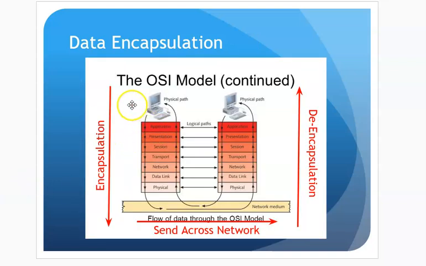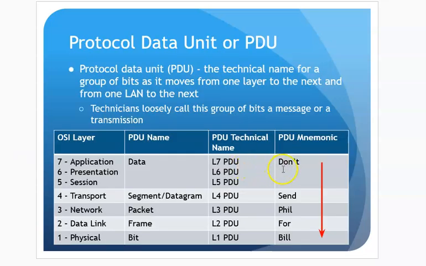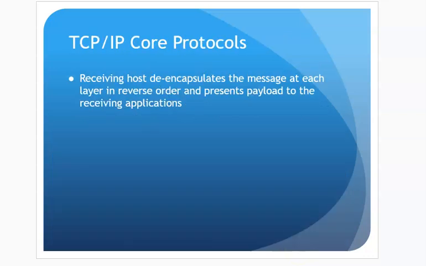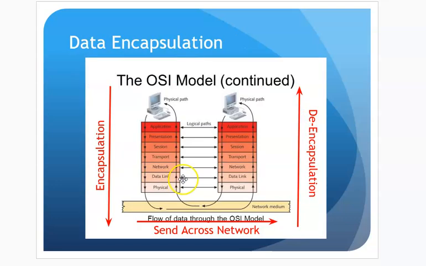And then we have this graphic that we use where, if I'm sending, this process is going this way and encapsulating. It moves across the network, and the receiving end is going to decapsulate. It's going to start taking those headers off and reading each header and examining, is this for me, is this for me, is this for me. And then here were our names: data, segment, packet, frame, bit. Don't send fill for bill. So recall all of those back from Chapter 1. And then again, the receiving end is going to decapsulate.